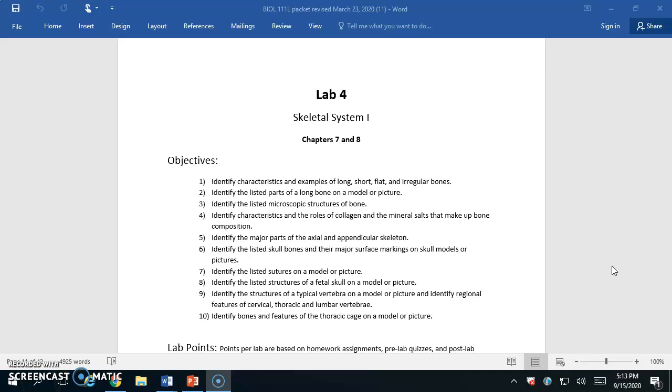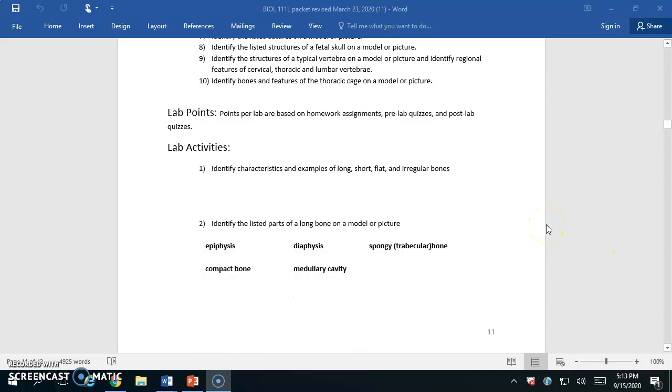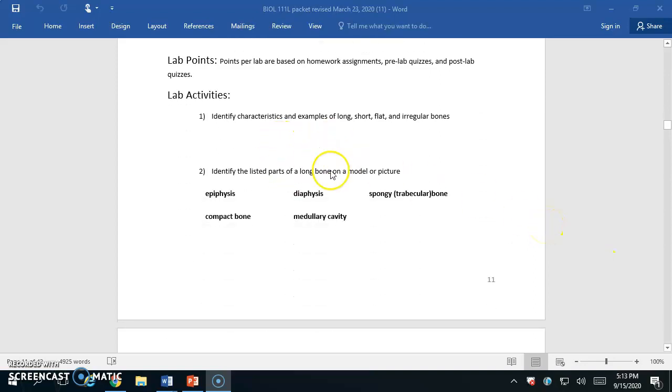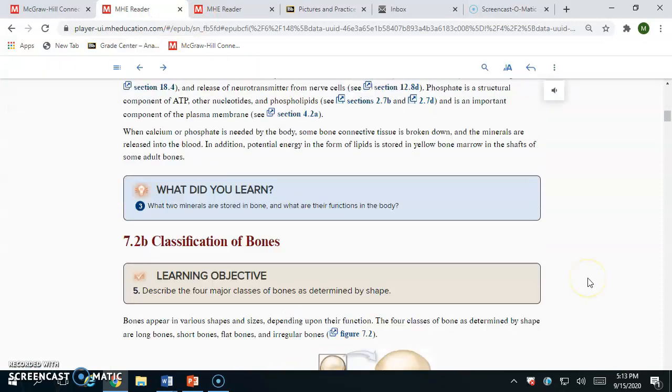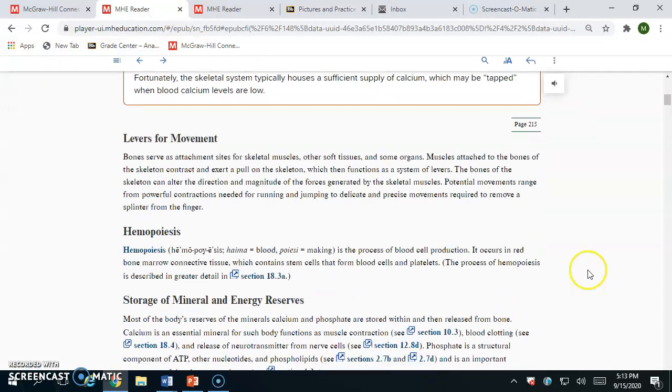So the first objective, and where you can find the information, is the characteristics and some examples of the different shapes of bones in the body. They refer to this as classifying the bones based on their shape, and there are 4 particular shapes. If you go to your textbook, it's on page 215, if I recall.